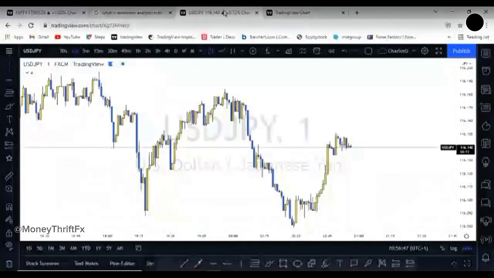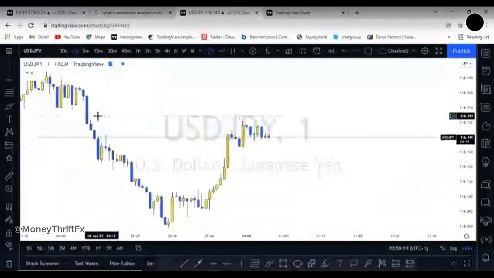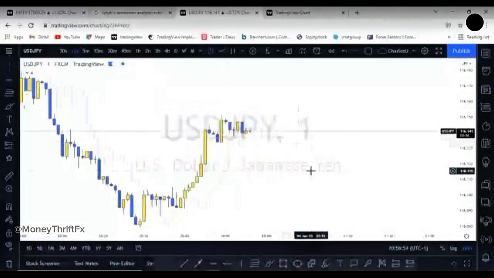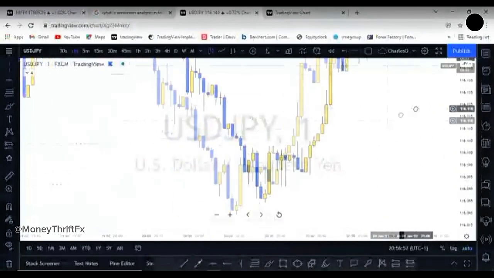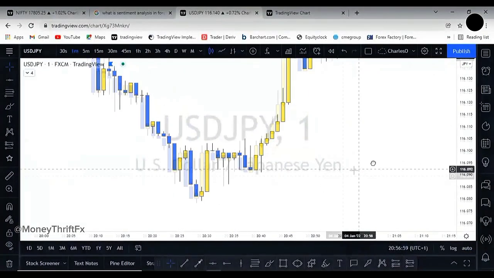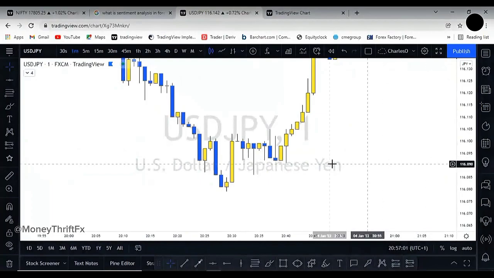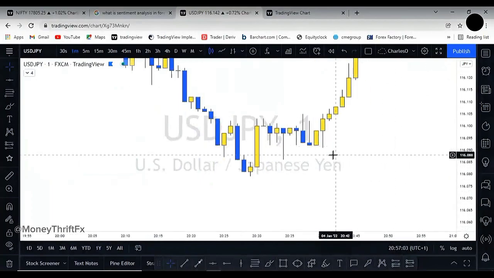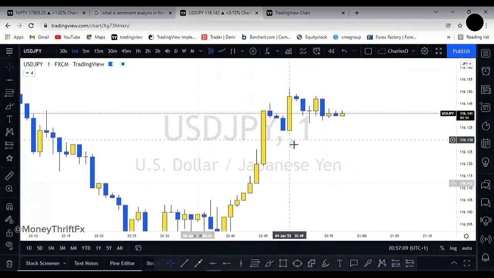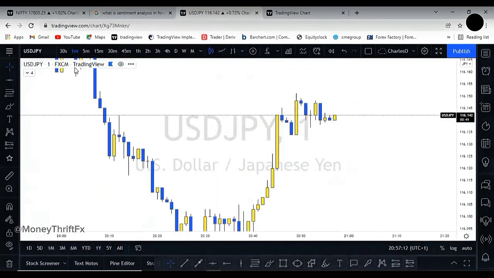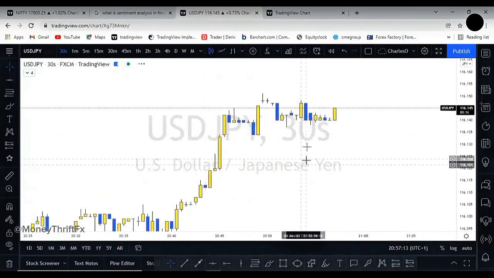Look at what we have here. For me, my selling candlestick is blue in color, and my buying candlestick is yellow in color. So that's what I like. The color combination is good for me, right? So for me the selling is blue and the buying is yellow. Now let me even go down to the 30 seconds time frame so you can see it very well.